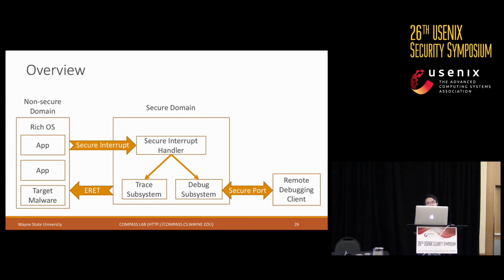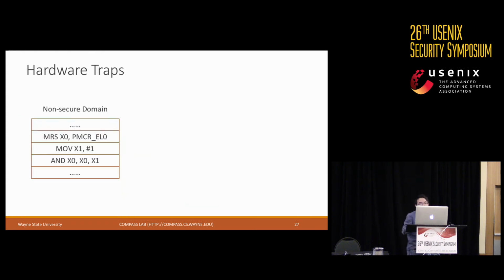After we have traced or debugged the target malware, we can use the exception return instruction to return to the non-secure domain. And if we want to protect the ETM registers and the QEMU registers, we use some hardware-based traps to trap the system instruction accesses to the ETM and QEMU registers to the secure domain.